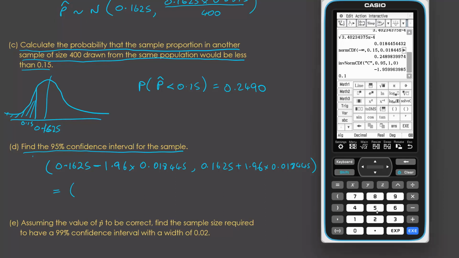So 0.1625 take away my z-score times standard deviation. 0.126, and we want the same thing but with a plus in the middle. 0.1987.